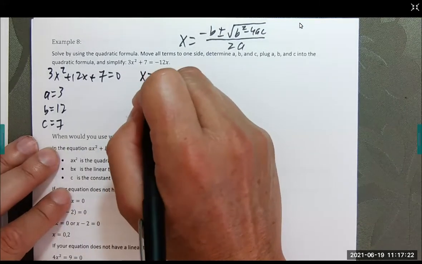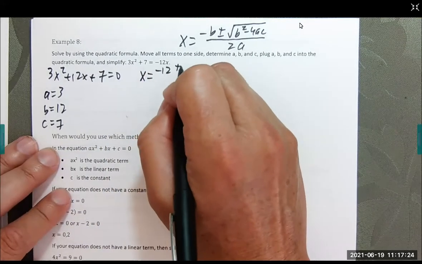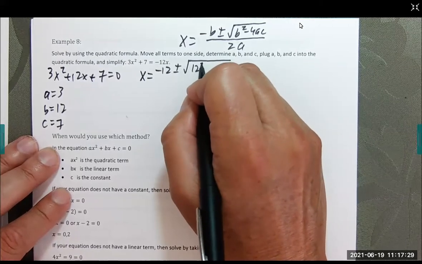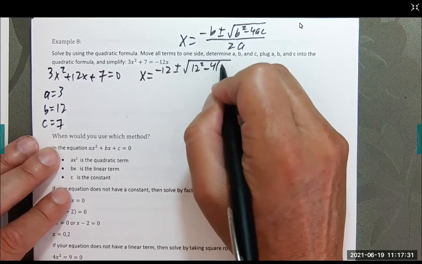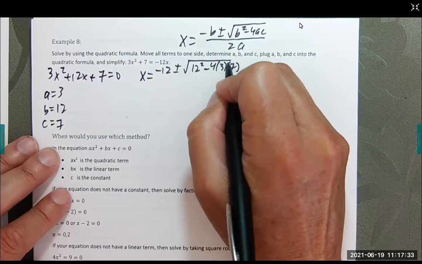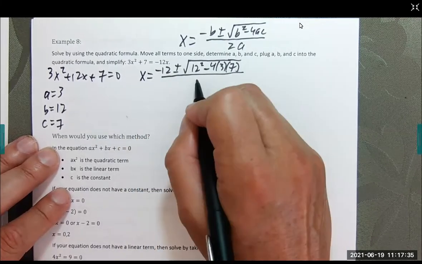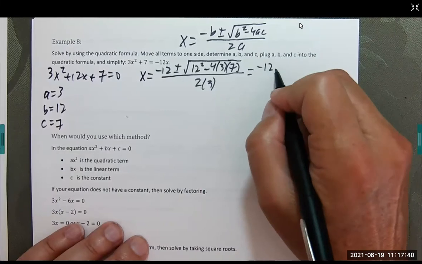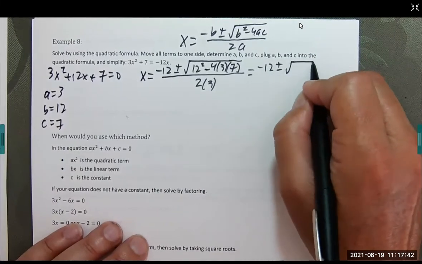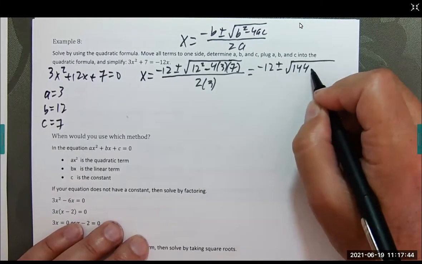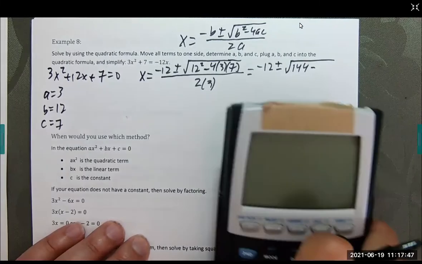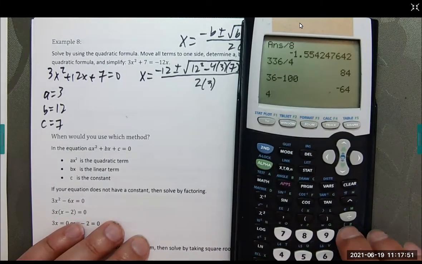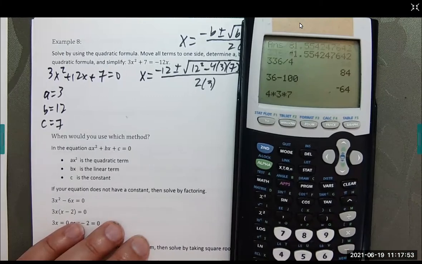x equals 12 plus minus the square root of, squared, 4 times 3 times 7, all over 2 times 3. I'm not sure what that is. Let's see. 84, I think. Let's see, 4 times 3 times 7, 84.